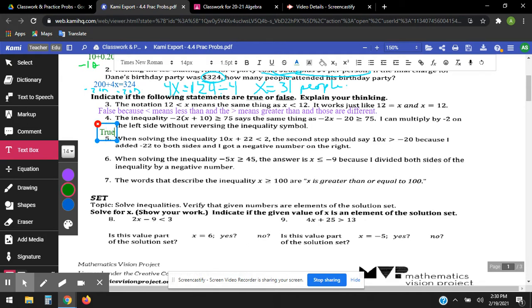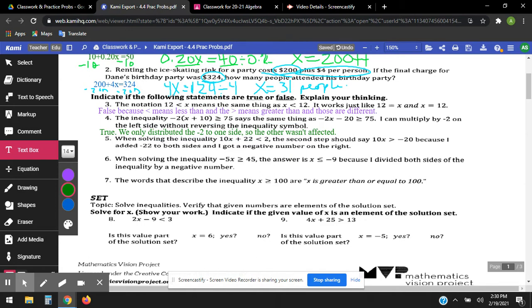So this is true. We only distributed the -2 to one side. So the other wasn't affected. As long as only one side's affected, then we've actually kept it true. We just simplified. We didn't actually solve anything.